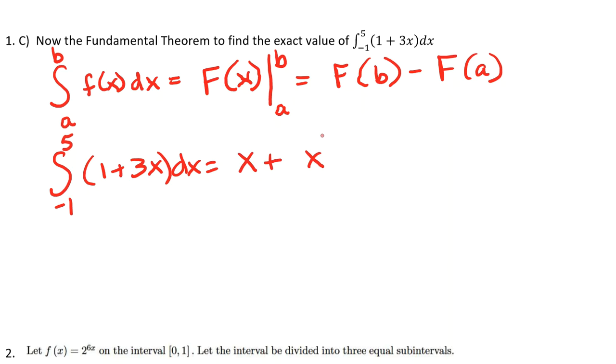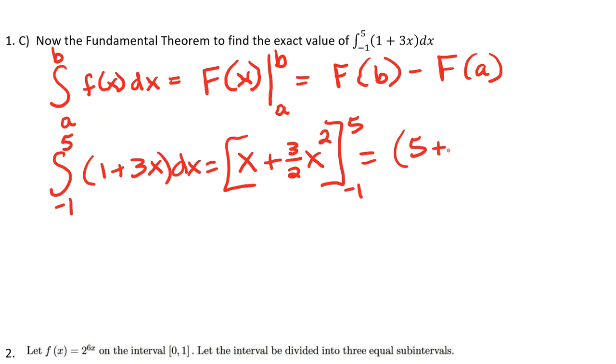of 3x, remember how we reverse the power rule. We raise the exponent to a 2, and we divide by it, and then we want to evaluate from -1 to 5. So we're going to put 5 into this value. So we'll have 5 plus 75 halves. And then we subtract, putting -1 in. We'll have a -1, square the -1. This will still be a positive 3 halves.